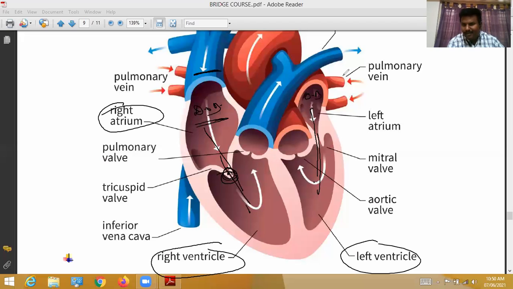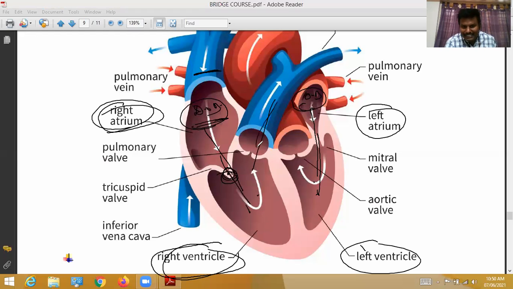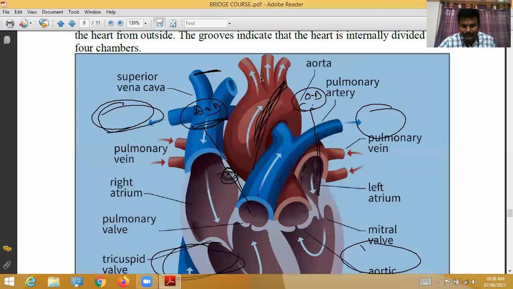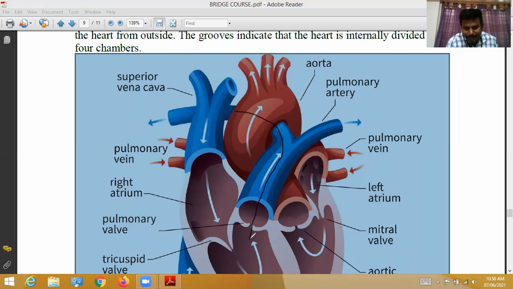Oxygenated blood from the left auricle enters the left ventricle. Deoxygenated blood from the right auricle enters the right ventricle. This is called the pulmonary artery. Already we discussed that outside of the heart, the pulmonary artery is divided into two parts.